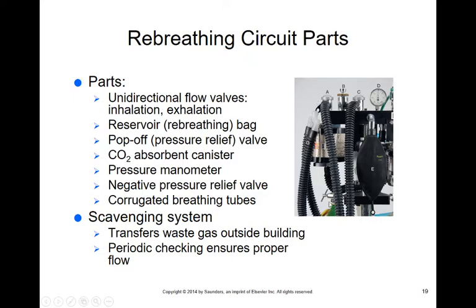These are corrugated breathing tubes. These do need to be cleaned between patients, especially when you're doing dentals or something messy in the mouth. So we want to make sure that you do clean these regularly.